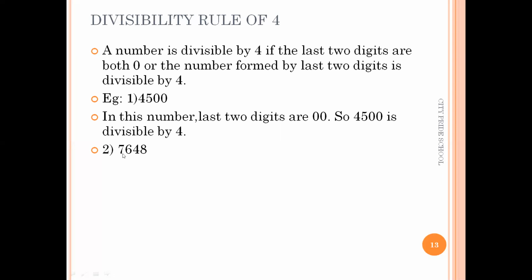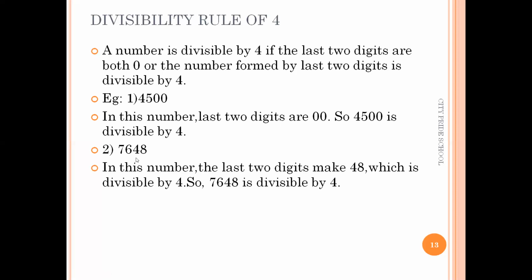Next example is 7648. Now the last two digits are not 0. They form the number 48, so we have to check whether the number formed by the last two digits is divisible by 4 or not. Yes, 48 is divisible by 4. In this number, the last two digits make 48, which is divisible by 4. So 7648 is also divisible by 4.